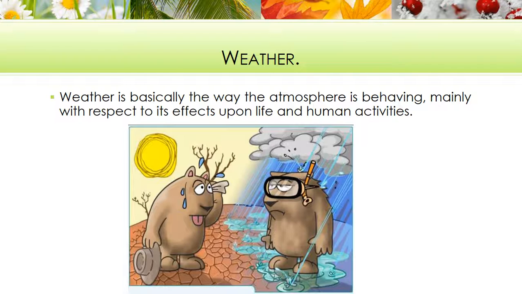Here we go with the first topic, but before we have to know about weather and climate. So firstly, what is weather? Weather is basically the way the atmosphere is behaving mainly with respect to its effects upon life and human activities. It means that weather is the state of the atmosphere at a specific time. It can change in minutes, hours, etc. For example, one day at 6 a.m., the weather could be cold, but at 12 o'clock could be the hottest part of the day. And in 1 hour, the weather can change from a sunny day to maybe a rainy day. That's weather.